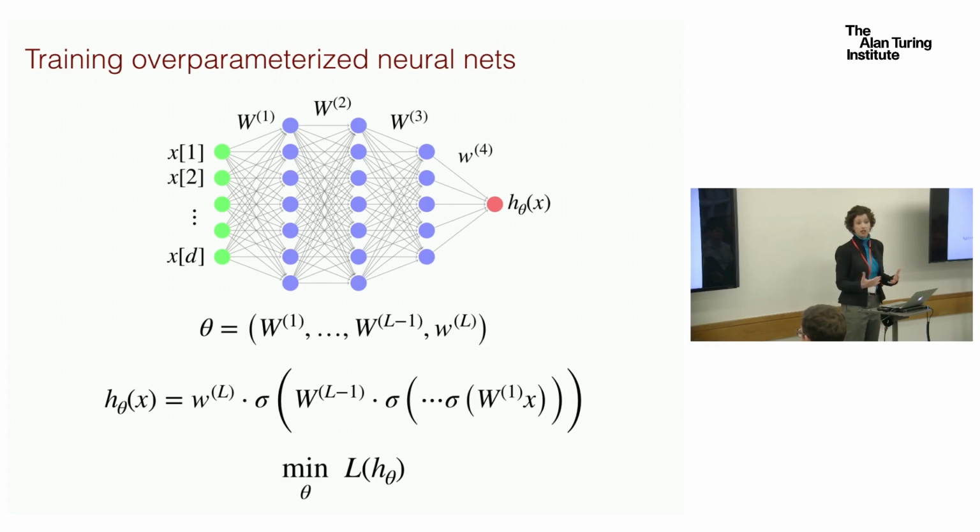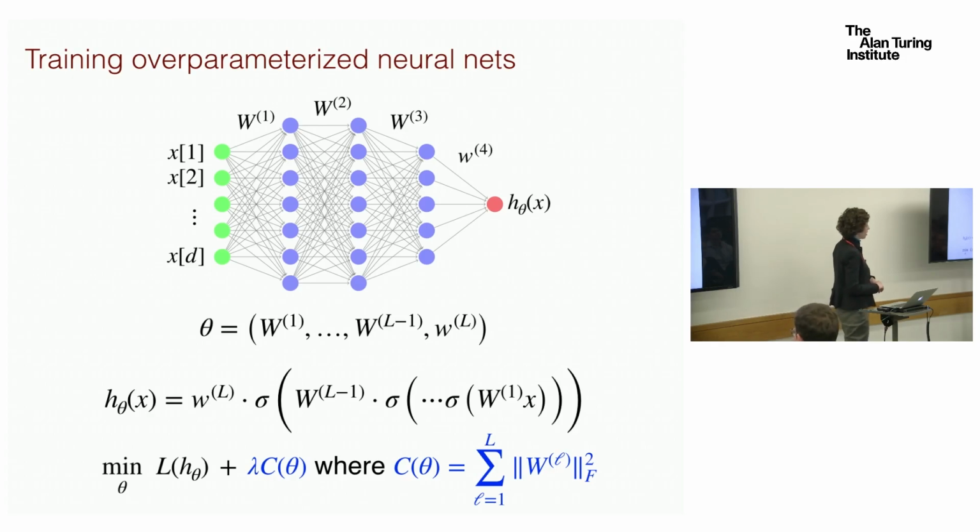As Francis was telling us this morning, and Lorenzo, in many of these training regimens there's some sort of implicit regularization going on. We're actually going to make it non-implicit in this discussion. We're going to look at this variant, where we try to minimize the loss plus a regularization term, C of theta. The particular regularizer we're going to consider is the sum of the squares of all the weights. What we'd like to understand is what we can say about generalization for this kind of regularized risk minimization.